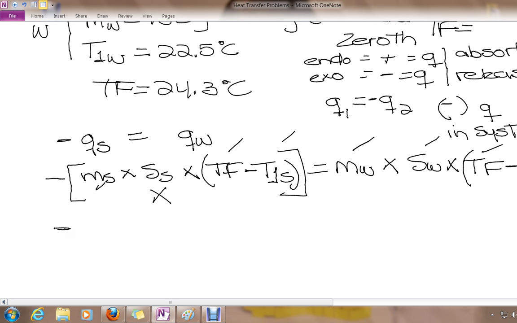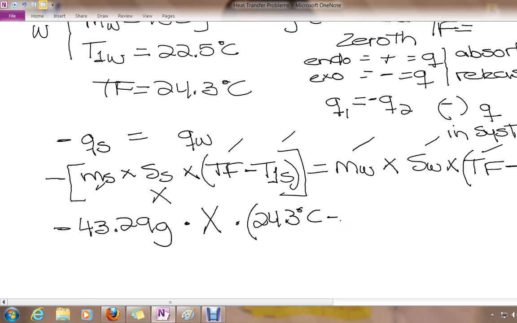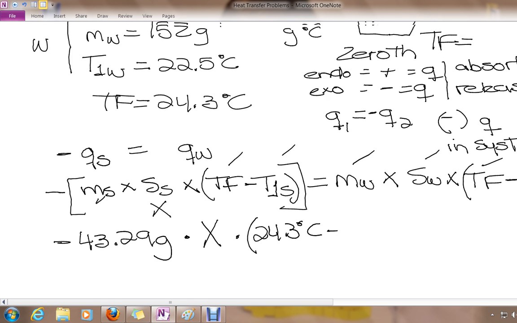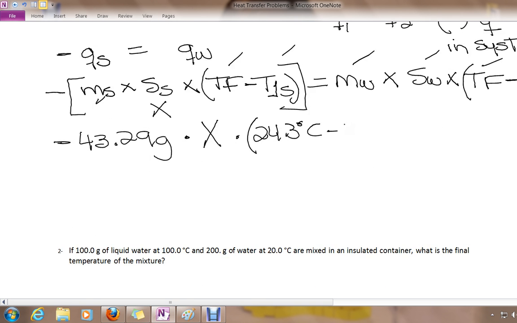So this is going to be minus 43.29 grams, multiplied by X, multiplied by what is the final temperature of both? 24.3 degrees Celsius. And what is the initial temperature of the solid? 99.8. And remember, all this has a negative sign.